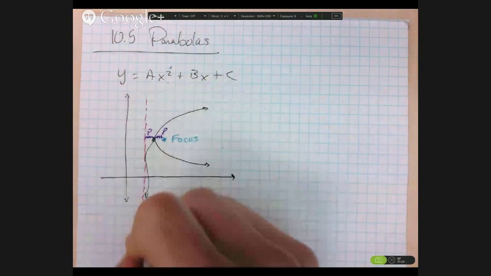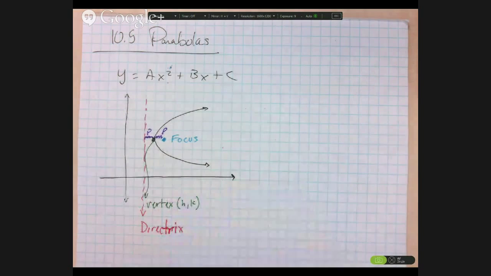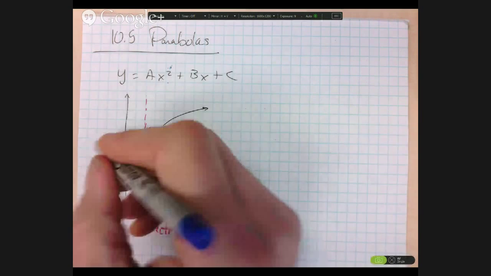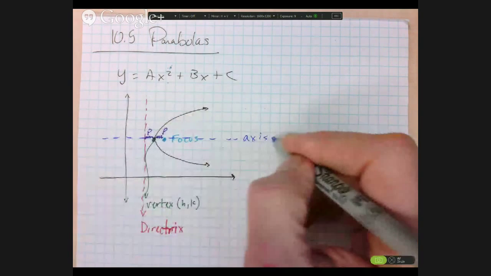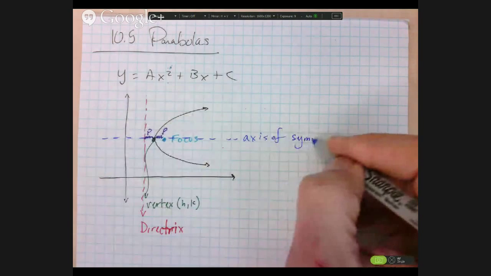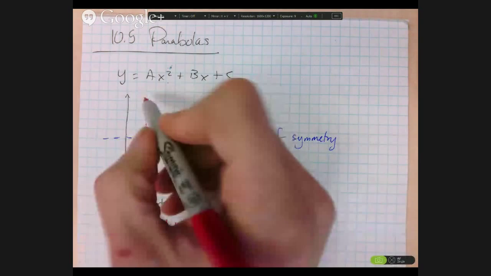These vocab words ringing a bell a little bit? Nope. And then the last one is the axis of symmetry. All those will contain all the information we need.